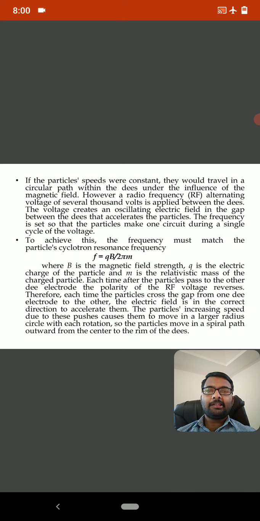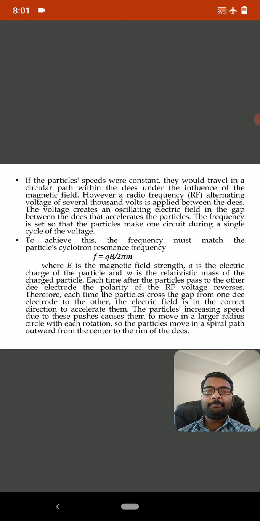To achieve this, the frequency must match the particle's cyclotron resonance frequency. So the frequency of that radio frequency generator must be equal to the particle's cyclotron resonance frequency, which is given by the formula f = qB / 2πm, where B is the magnetic field strength, q is the electric charge of the particle, and m is the mass of that charged particle.